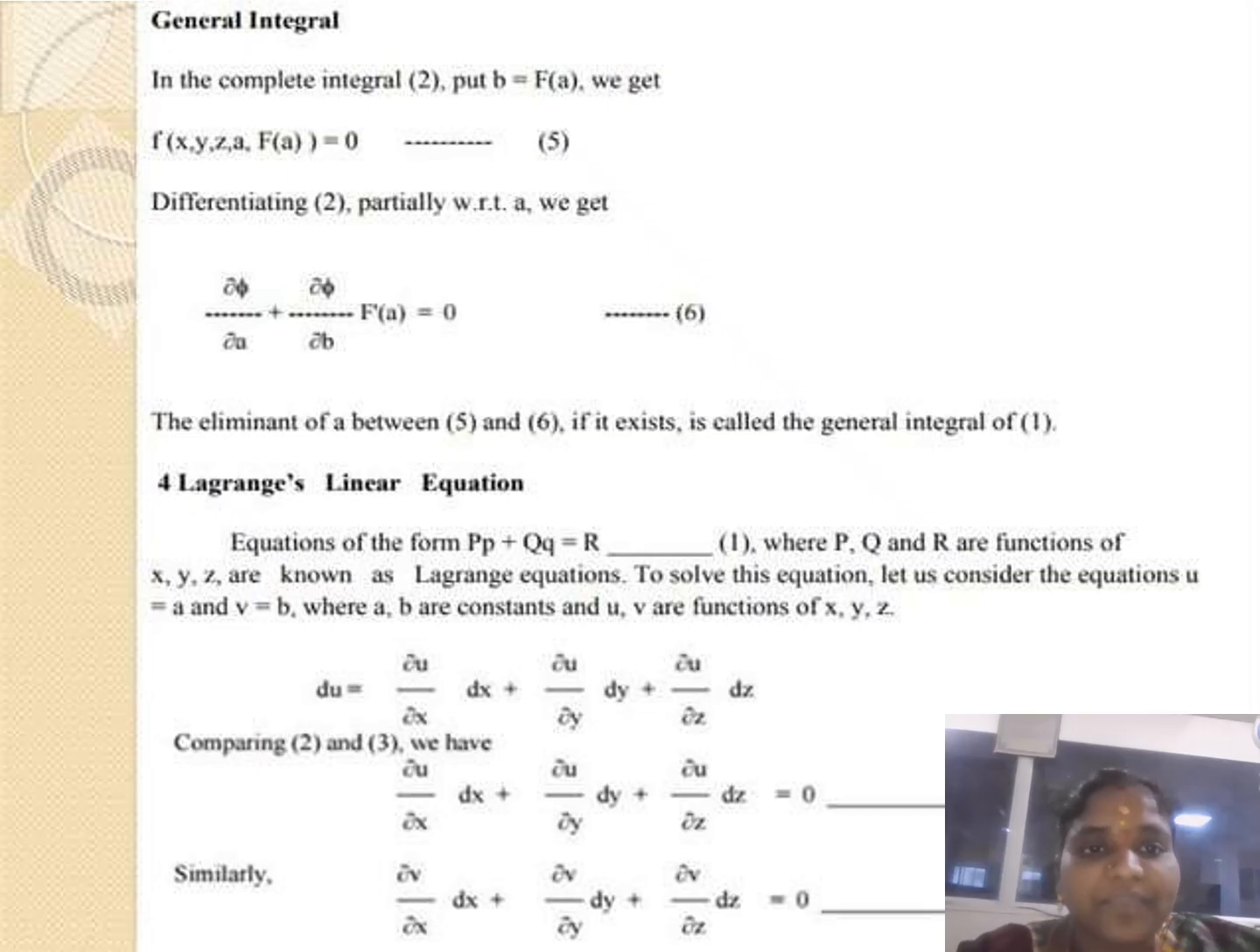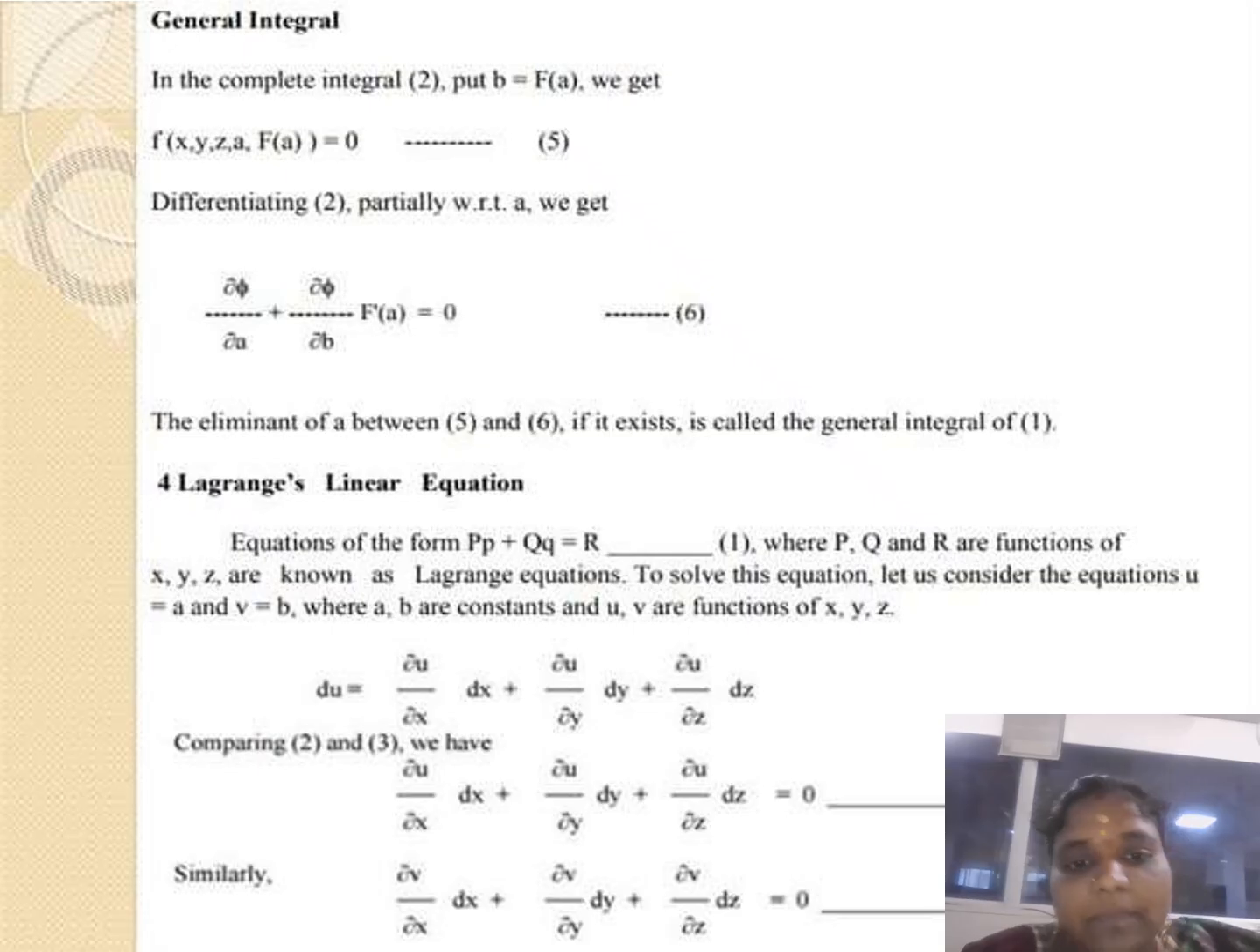The last one is the general integral. Here, after the complete integral solution, we replace b by a function of a. So automatically the above equation is replaced by f of x comma y comma z comma a comma f of a equivalent to 0. Similarly, differentiate the second equation partially with respect to the arbitrary constant a. So we get ∂φ/∂a plus ∂φ/∂b times f'(a) equal to 0. So eliminating from the fifth and sixth ones, we get the general integral of the first equation.